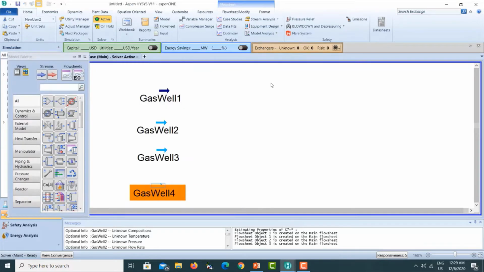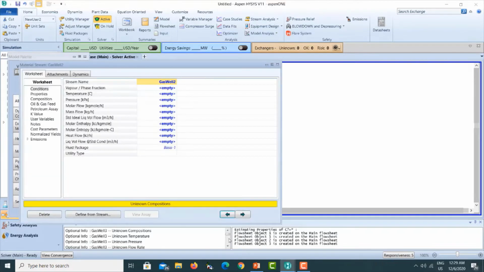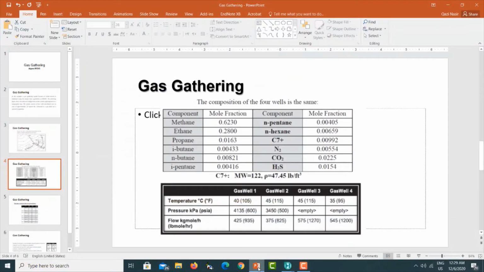Now we need to go to gas well 2. The pressure and temperature conditions of gas well 2 is 45 temperature.